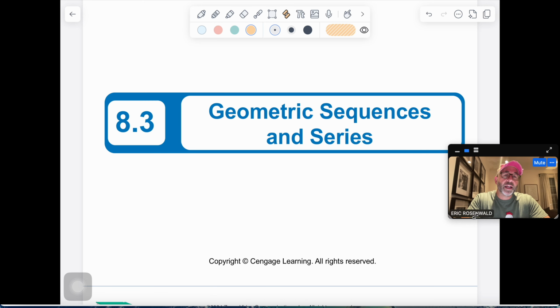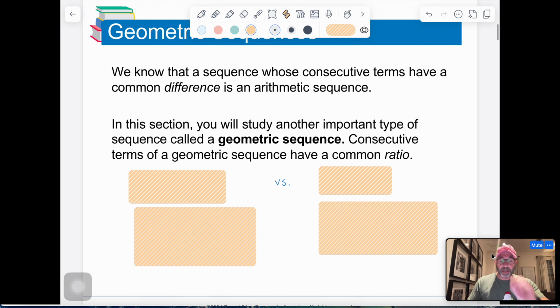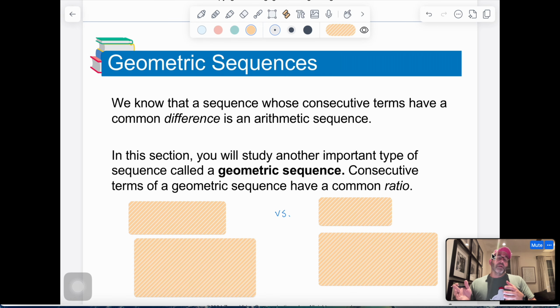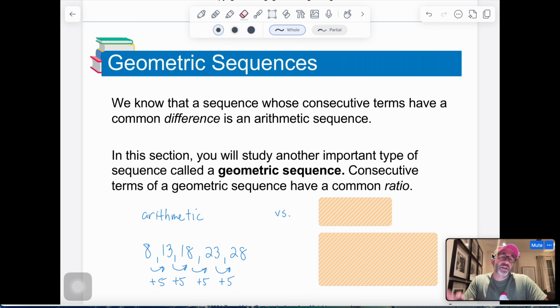So when we look at geometric sequences and series, what we're talking about again is the idea that we're multiplying or dividing by the same amount. How does this compare to arithmetic sequences? Well, if we remember with arithmetic, if I had a series such as 8, 13, 18, 23, and 28, what was happening was we were adding the same amount over and over, or we were subtracting, and we called that value a common difference.